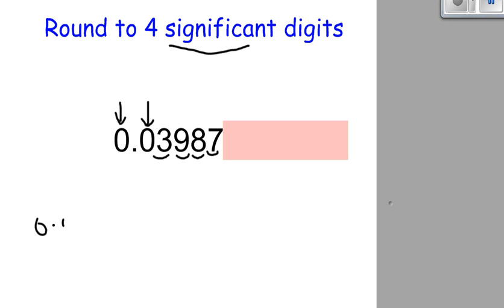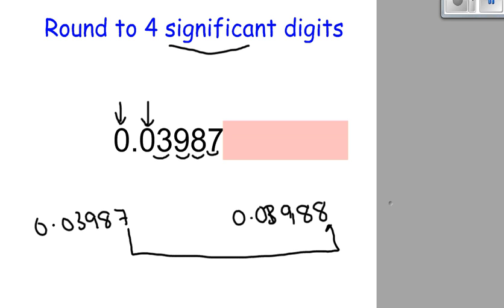So 0.03987. And the next one would be 0.03988, because it's just one unit more in the, what is that, hundred thousandths column? Good heavens. Now, which one is it? Reveal a 6. A 6 is more than halfway, so you should round up to 0.03988.